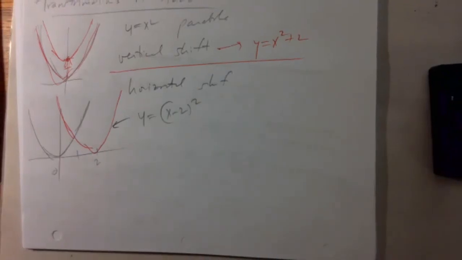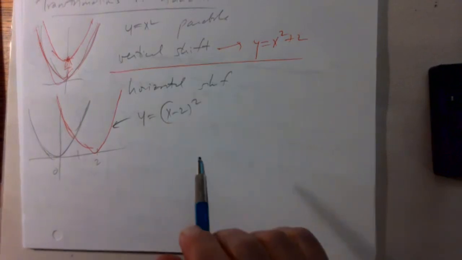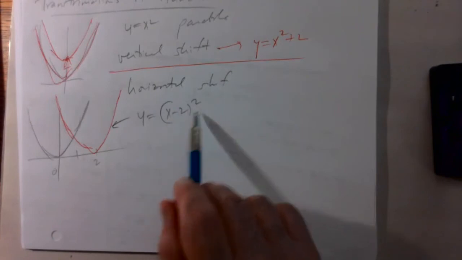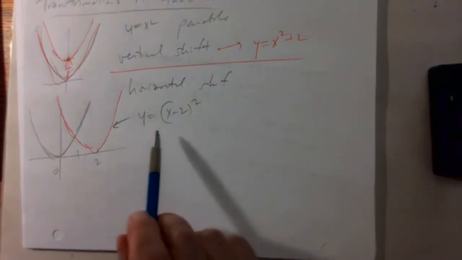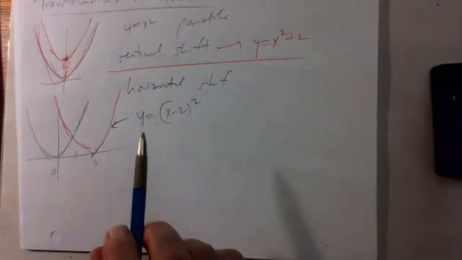When I shift something in x by a certain number of units, like 2, I replace x by x minus 2. And you notice this is a parabola. It's a quadratic polynomial. When is it equal to 0? When x equals 2. So for this parabola, the vertex is at 2, and then it's going up.